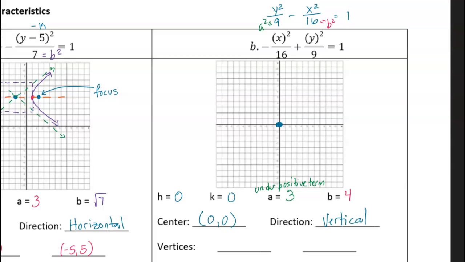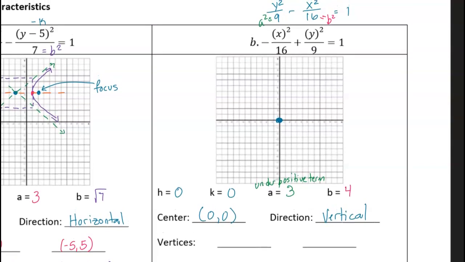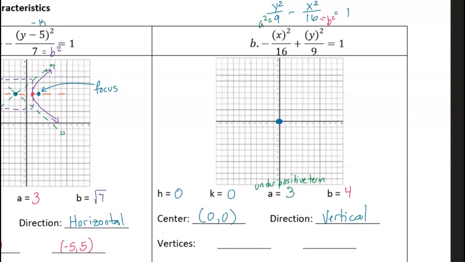So let's go ahead and graph these. Remember, your A determines your vertices. This is a vertical hyperbola, meaning that my vertices are going to be up and down from my center. So I'm going to go up 3 to get one of my vertices. Let's do green to match the A. Up 3 and down 3. So my vertices are located at (0, 3) and (0, -3).